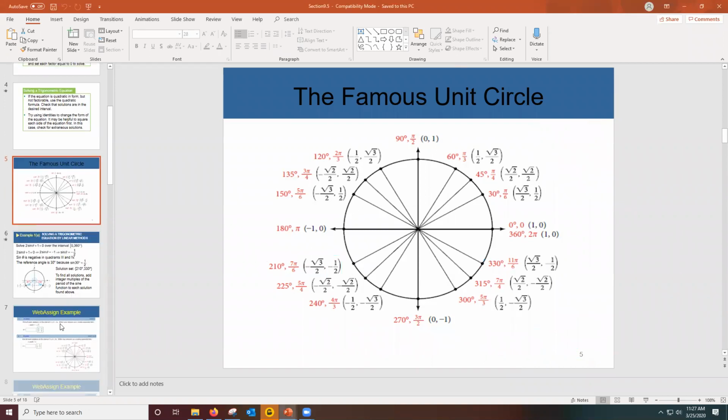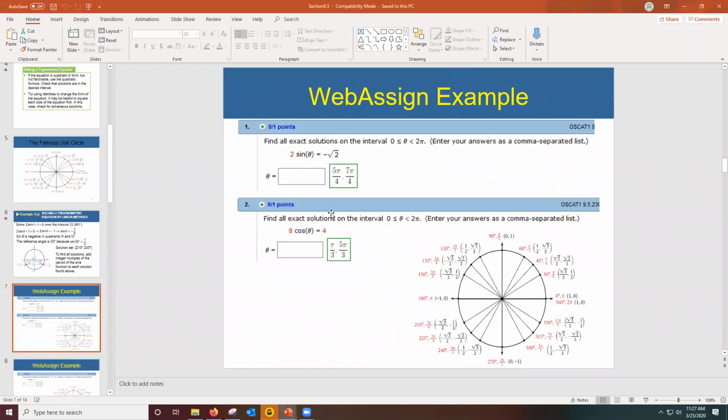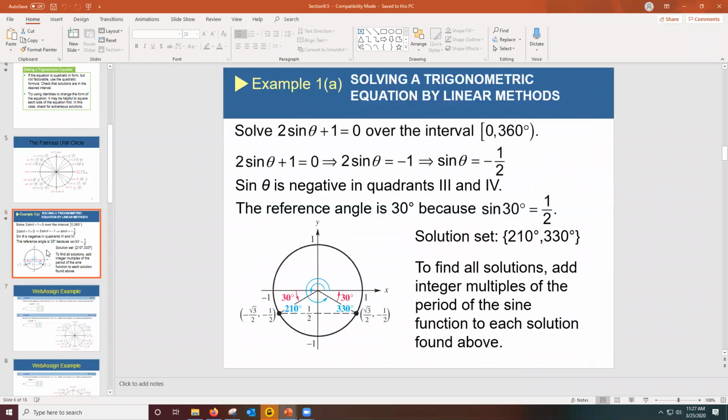So if I go back to this problem, here it is. You can see the two answers here are 210 and 330 degrees. Now, why did this problem say to use the interval 0, 360 anyway? What's the point? Why do we need that since there were only two answers on the unit circle where sine theta was equal to -1/2?